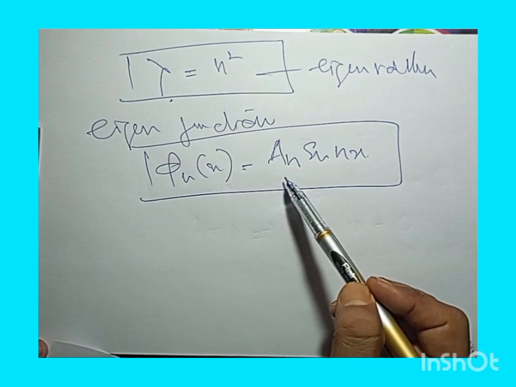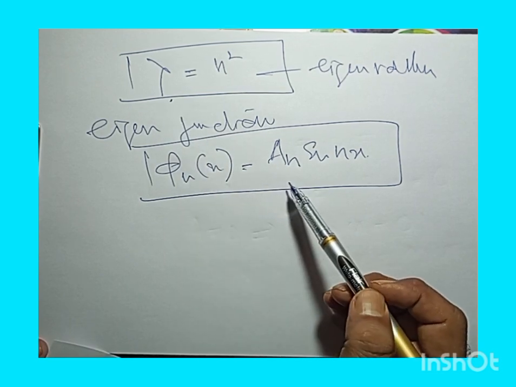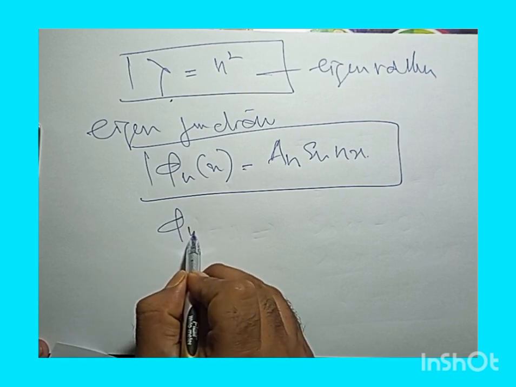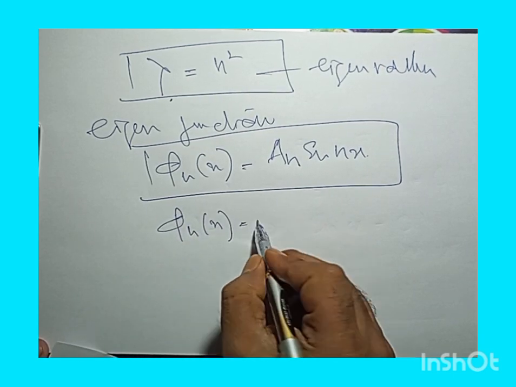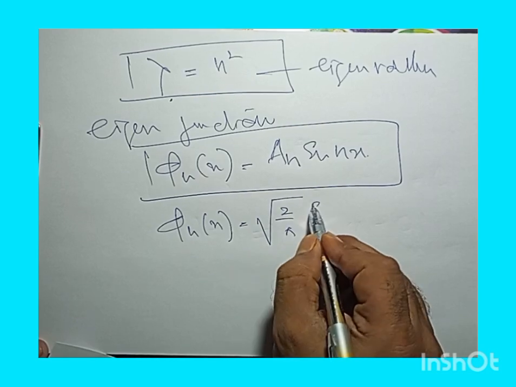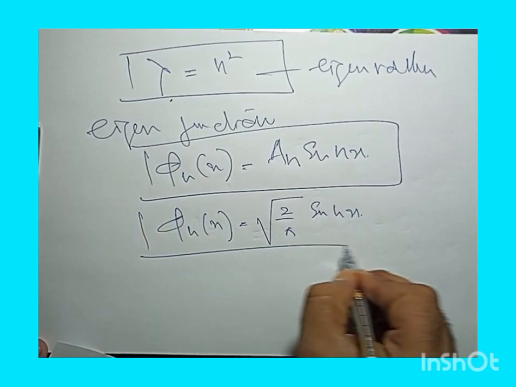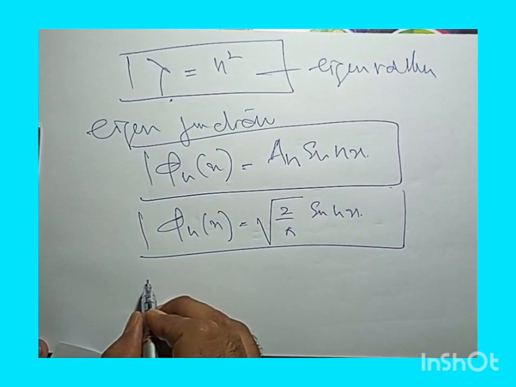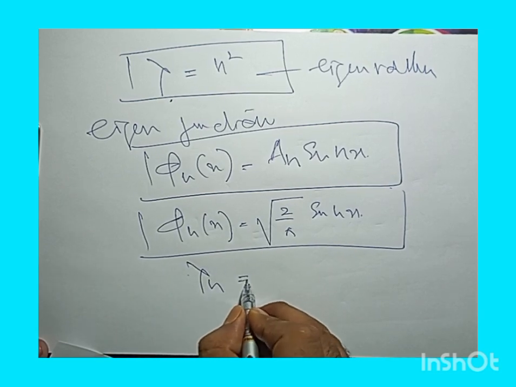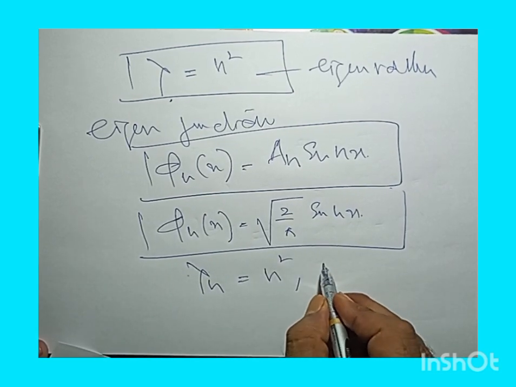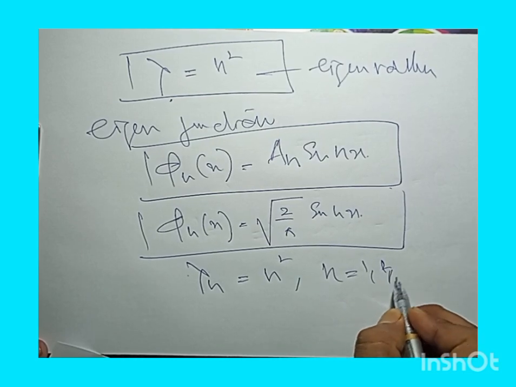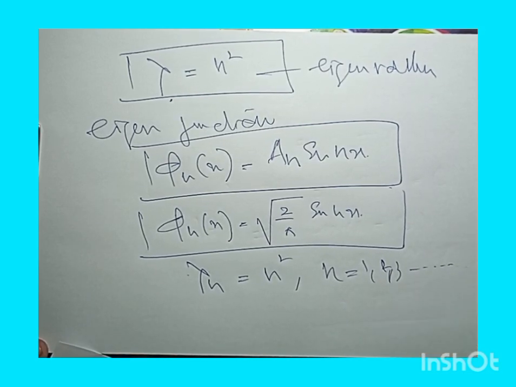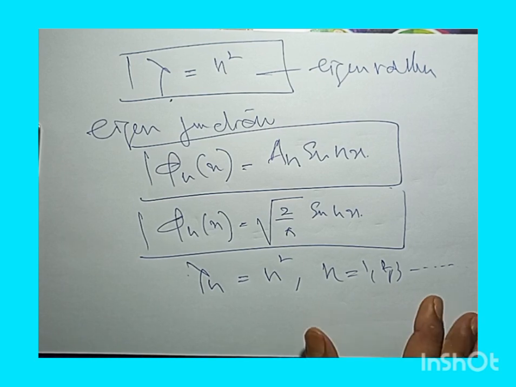And we can calculate this a n using normalization. And we will get the eigenfunction phi n of x is under root of 2 by pi sine of nx. This is our eigenfunction, and the eigenvalues lambda n is n squared, where n is an integer, equal to 1, 2, 3, and so on and so forth. So these will give us the eigenvalues of solving this problem. Now let's take another problem.